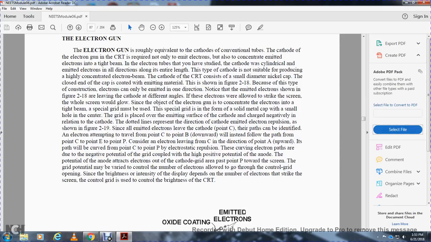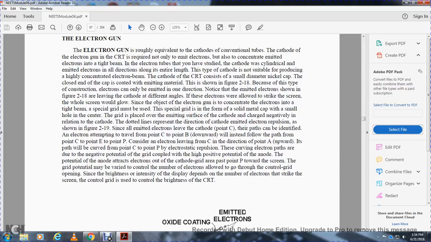So the object of the electron gun is to concentrate the electrons into a tight beam, and a special grid must be used. The grid is in the form of a solid metal cap with a small hole in the center. The grid is placed in front of the emitting surface of the cathode and charged negatively relative to the cathode. The dotted lines, representing the direction of the cathode emitted electrons repelled, are shown in figure 219. Electrons leaving the cathode at point C and attempting to travel downward toward B will instead follow the path from point C to point E to point P. If an electron leaves C in the direction of point A, upward, its path is curved toward point P by electrostatic repulsion.